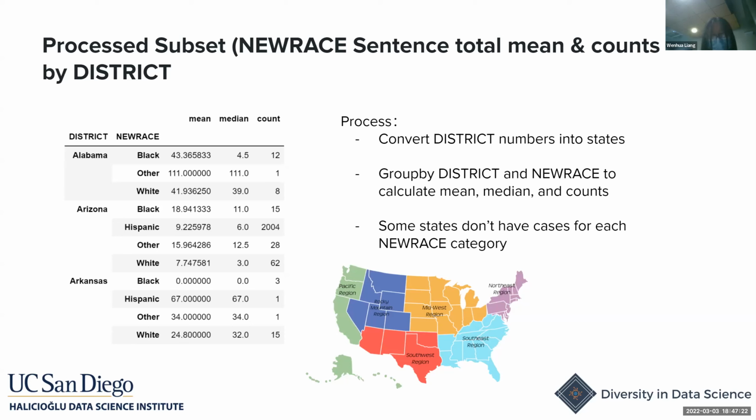Since we have low counts when we group by district, we later decided to group by regions as shown above, and we eventually decided to use median instead of mean as a measure to limit the effect of outliers.